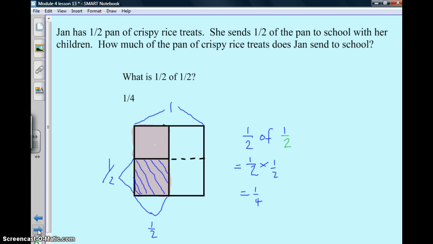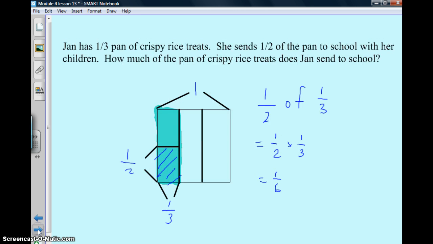So let's go. We're going to continue working with Jan. So let's see what she does next. So now she has 1/3 of a pan of her treats and she sends half of that pan to school. So how much does she have to send to school? So half of the pan. So she started with a 1/3. So what we're looking for is what is half of a 1/3.